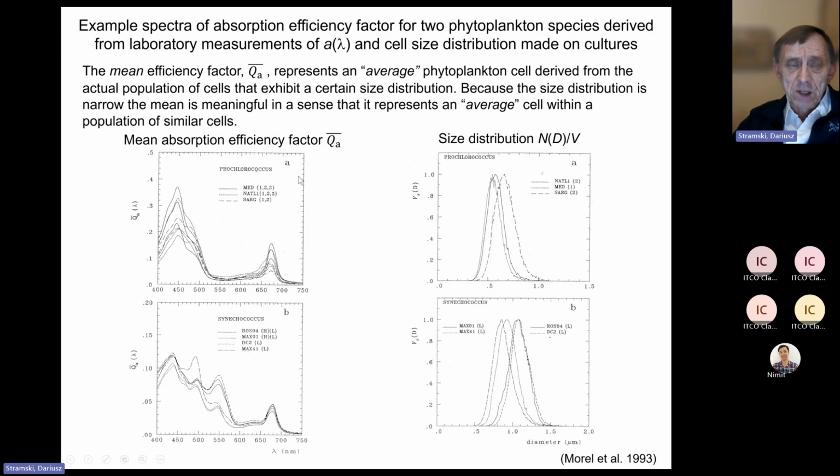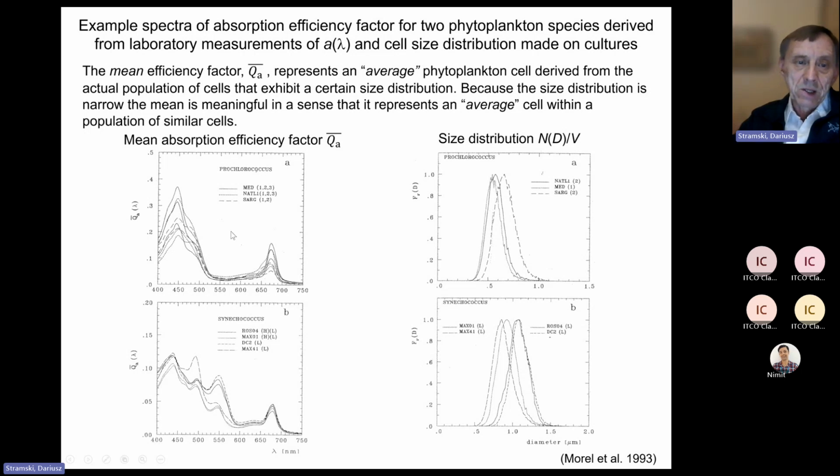So you can see here examples for 2 different species, Prochlorococcus and Synechococcus. These are small cells. Prochlorococcus is less than 1 micron in size. You can see on the right-hand side the size distribution measured on several cultures, different strains of Prochlorococcus, peaking at about 0.6, 0.7 micron in size. Below we see the cyanobacteria Synechococcus. These are somewhat larger cells, but still very small, either slightly below 1 micron or slightly larger than 1 micron.